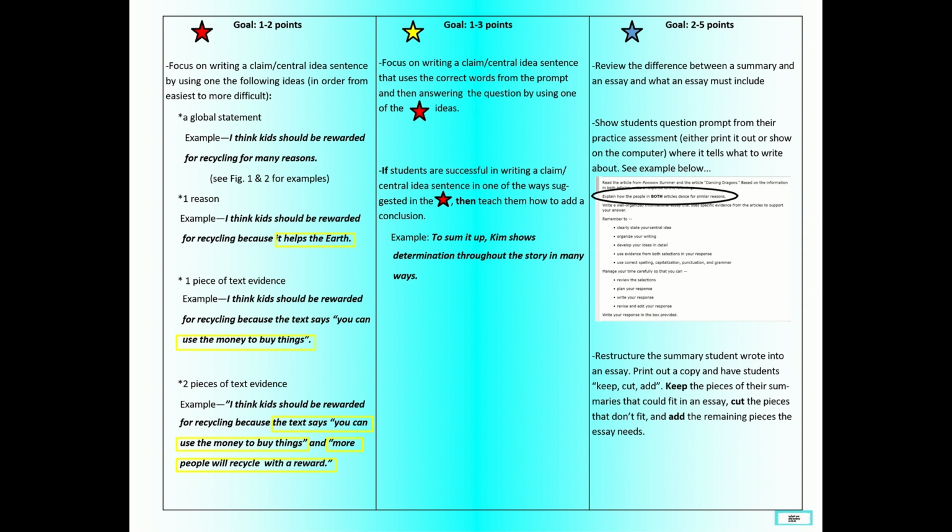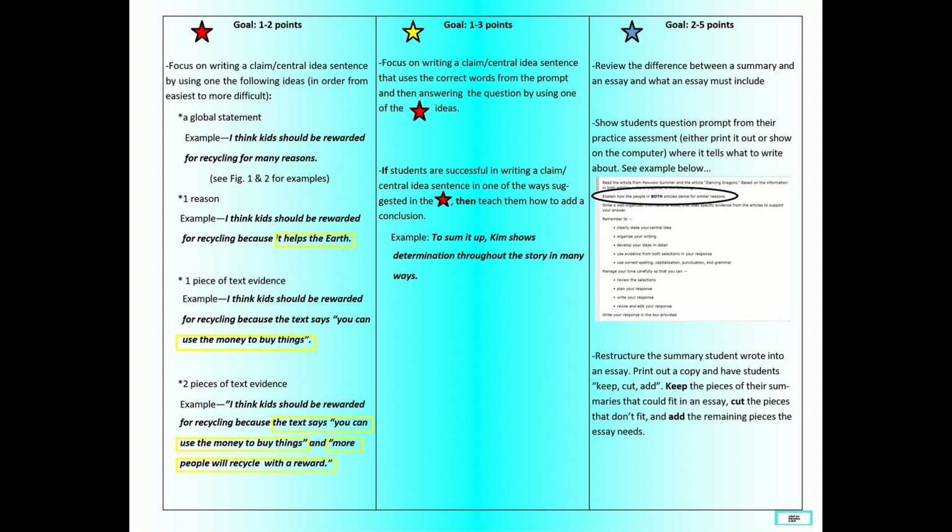The essays that fall into the yellow STAAR instructional recommendations had something that tied them a little bit more closely to the text or to the prompt. So we want to make sure that those kids know how to write a claim or central idea first. So even though they're in this yellow column, you want to backtrack to the red instructional recommendation column. Make sure they know how to write a proper claim or central idea by one of the four ways, and then move back to the yellow column once they're successful.